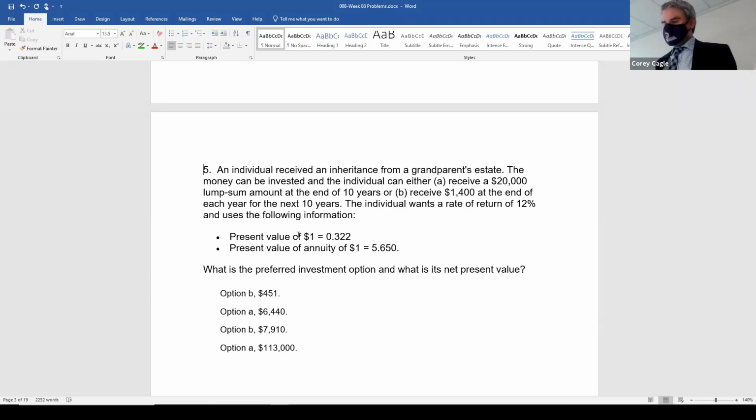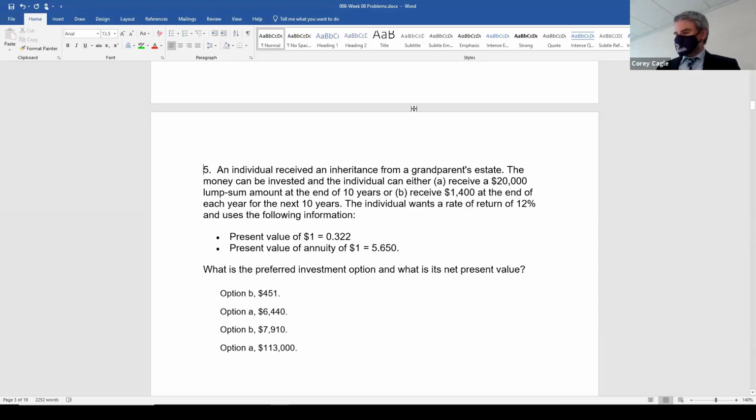An individual received an inheritance from a grandparent's estate. The money can be invested, and the individual can either A, receive a $20,000 lump sum amount at the end of 10 years, or B, receive $1,400 at the end of each year for the next 10 years. 12% is our appropriate rate. Which one gives us the best value?